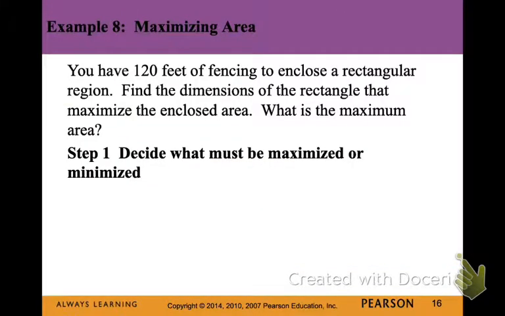So here's an example where we are maximizing area. You have 120 feet of fencing to enclose a rectangular region. Find the dimensions of the rectangle that maximize the enclosed area. What is the maximized area? So the first thing is decide what must be maximized or minimized. In the very last question, we can see it there. It is the area of the rectangular region.